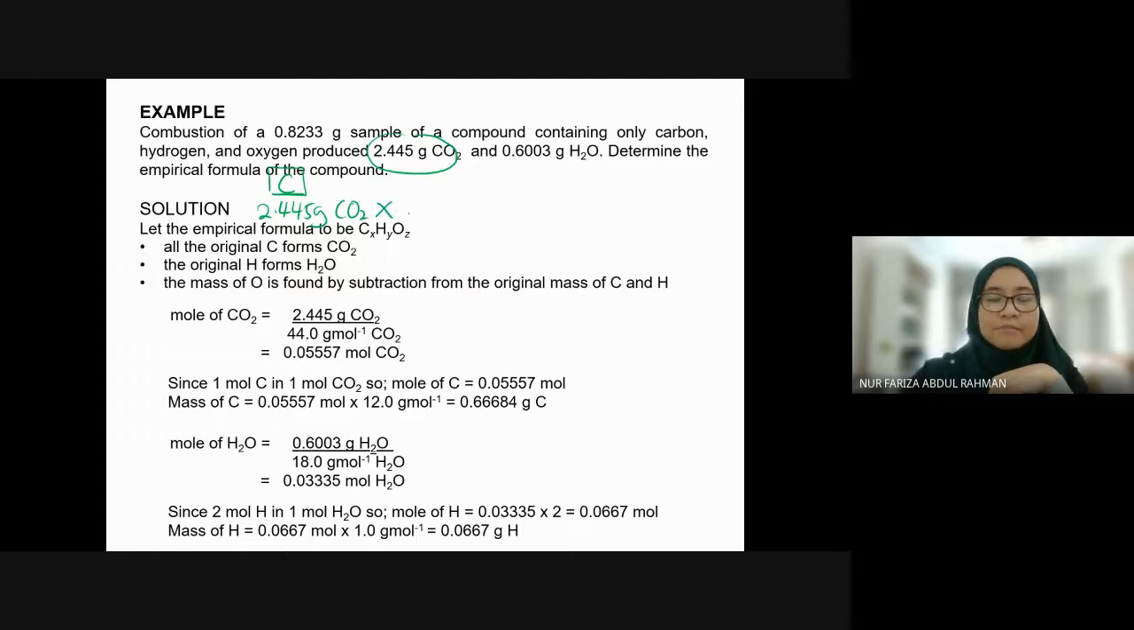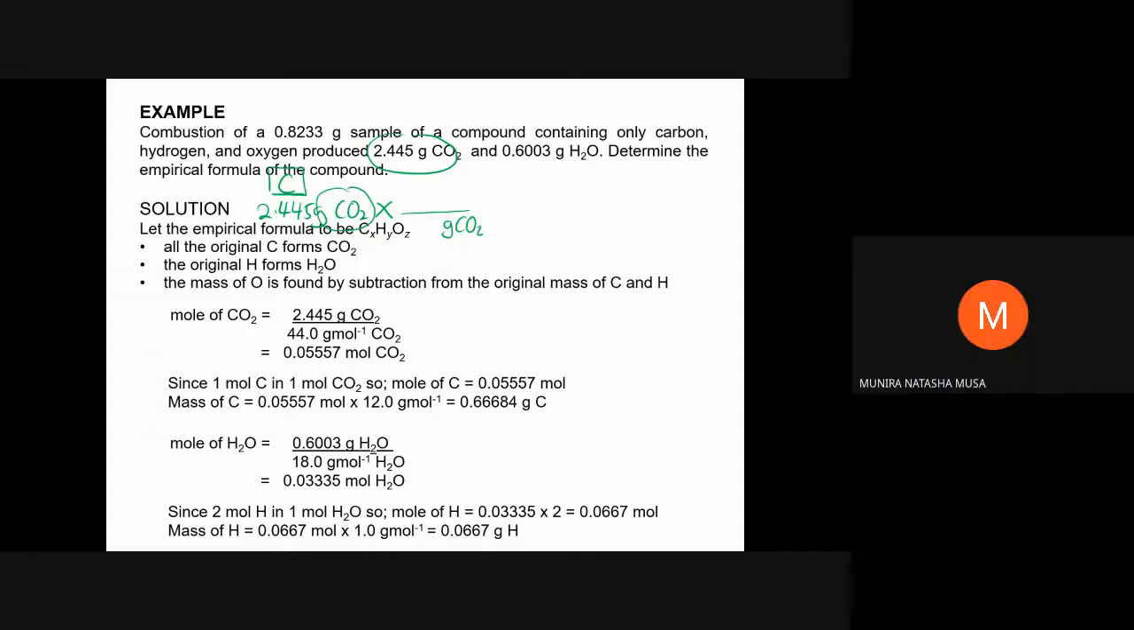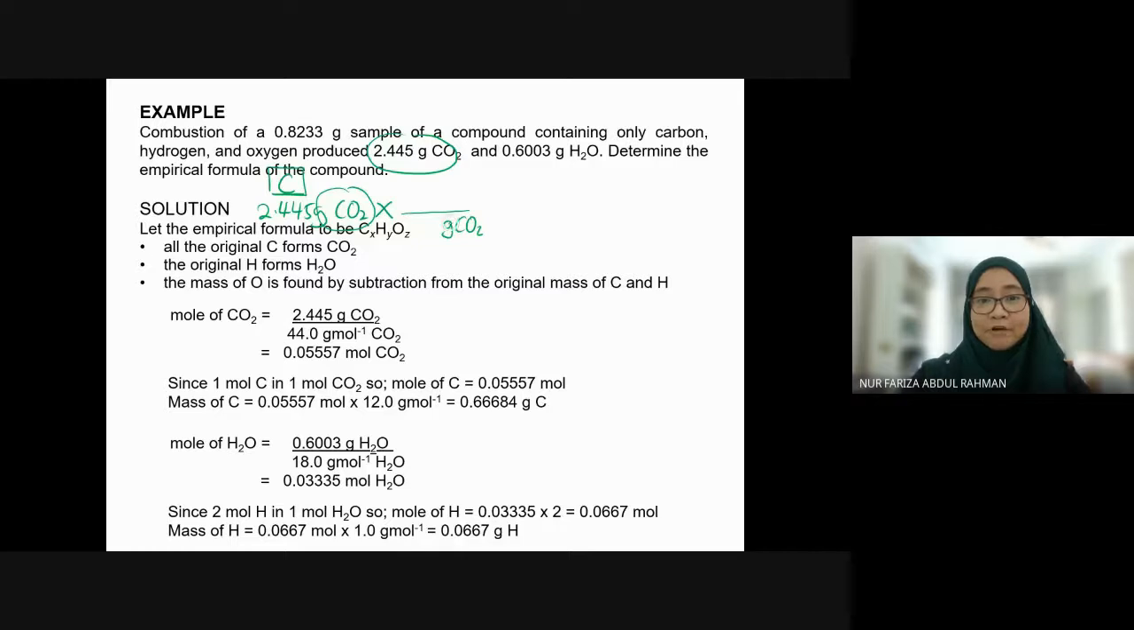Then we multiply with our conversion factor. We have gram carbon dioxide here, so gram carbon dioxide here. So what needs to be put here? What is the mass that we need to use for this gram carbon dioxide? Anyone, please? For the gram, gram carbon dioxide.